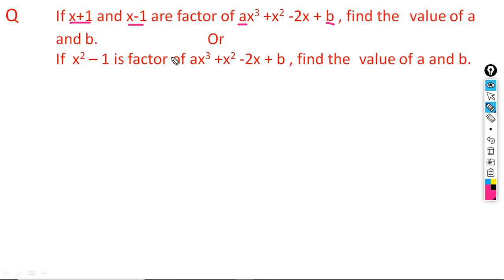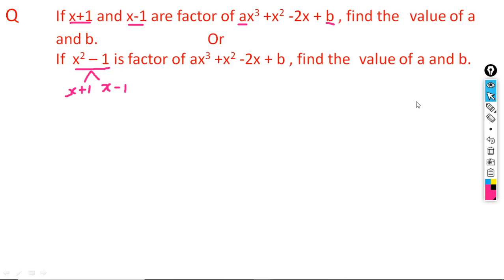In the other version of this question, the question is the same, but here x square minus 1 is a factor of this polynomial. So what you have to do here is factorize x square minus 1, and the first factor you get is x plus 1. You get this by using the identity a plus b into a minus b, and the second factor is x minus 1. So the process for this question is the same. Don't be confused by the statement, because the solution is the same. You should understand the question carefully. Now let us start with this question.